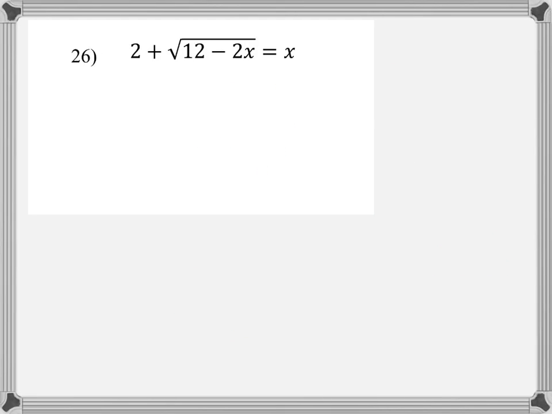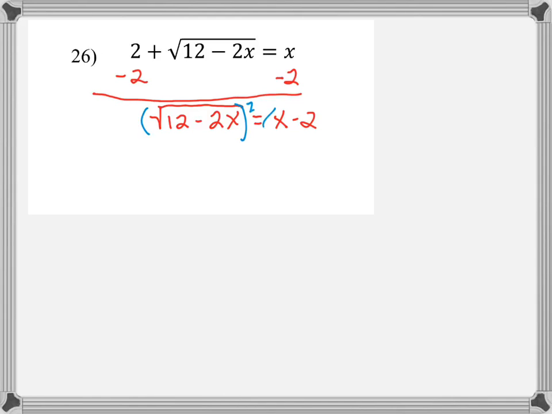Our next problem is a little bit harder. Here we have 2 plus the square root of 12 minus 2x equals x. Again, we'll start off by isolating the radical. So let's subtract 2 from both sides. Now we'll have the square root of 12 minus 2x equals x minus 2. To get rid of the radical, to undo that, we need to square both sides. So I will raise both sides to the second power.